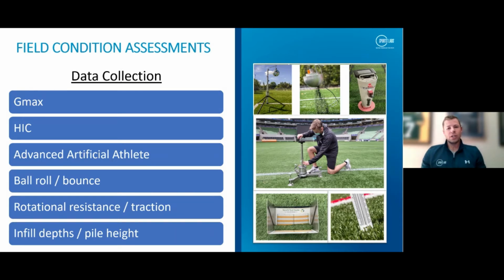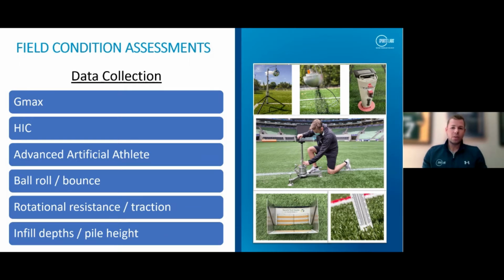So within our data collection, the types of things, we already went through the tools we use, but just to reiterate, GMAX for the American market, HIC. So these are both impact related measurements that we're taking. This is going to be most applicable to safety. So head injuries, obviously, GMAX, body injuries. We look at the artificial athlete. And so that's your force reduction, vertical deformation, energy restitution. Those are more player interaction involved, although they do translate into safety as well in certain cases.